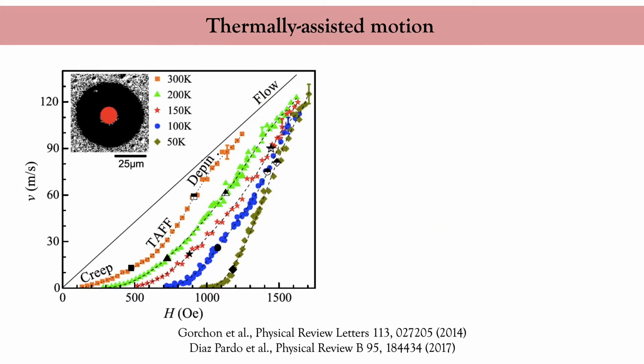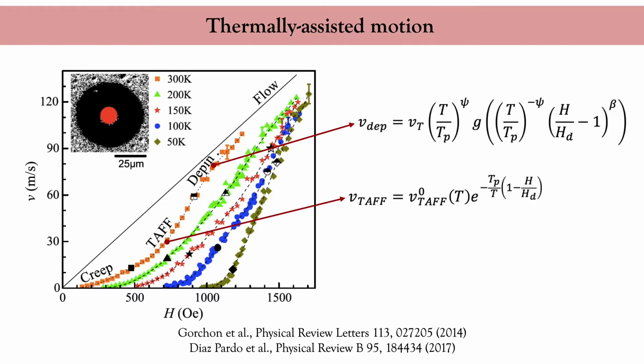Here is a concrete example of an experimental observation. This plot has been obtained by Gorchon and coworkers and showed the velocity of a perpendicularly magnetized domain wall in ultra-thin platinum-cobalt-platinum trilayers for different temperatures. It focuses on the disorder-dominated regime. The authors identify three regions where the velocity obeys universal scaling: the depinning region, the thermally assisted flux flow regime, and finally, at very small magnetic field, the creep regime. I won't enter into the details of all these regimes, and I will only focus on the creep regime as an example of disorder-dominated domain wall motion.